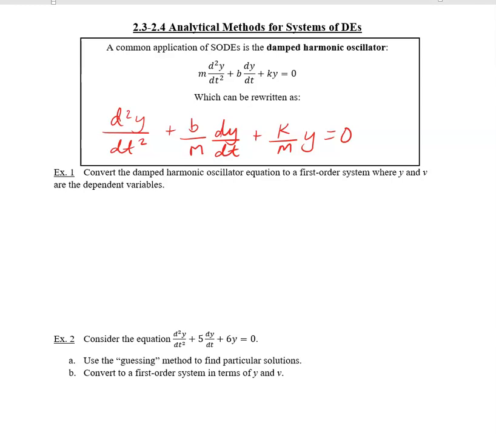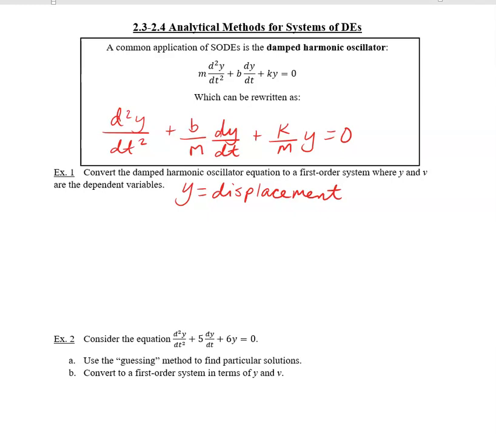So right now it's a second order differential equation. We want to turn this into a system of equations in the first order. y and v, of course, are dependent variables. One thing I didn't mention here is that y is the displacement, just like it was back in Calc 1 or in your physics class. Remember, we have displacement, velocity, and acceleration.